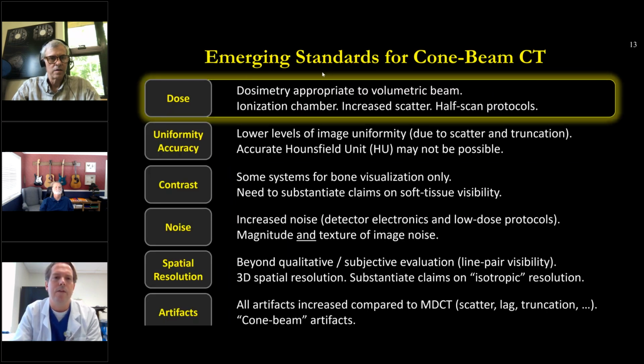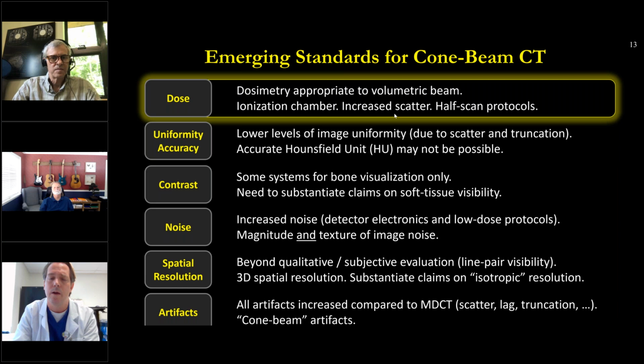Well, I'll have to go faster. The emerging standards for cone beam CT address factors that are shown here, and some of the things that distinguish cone beam physics testing from helical are listed here. We need dosimetry that's appropriate to a volumetric beam. John commented on that, and that requires some rethinking of what the form of the ion chamber is.